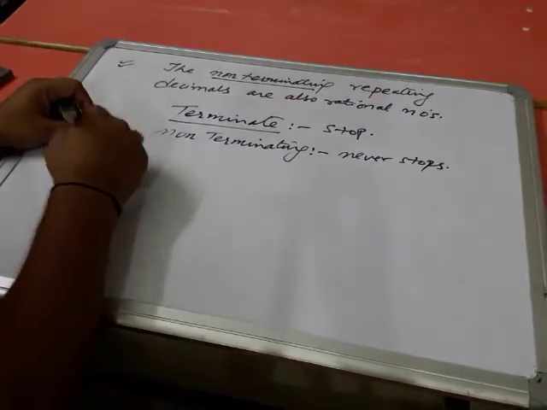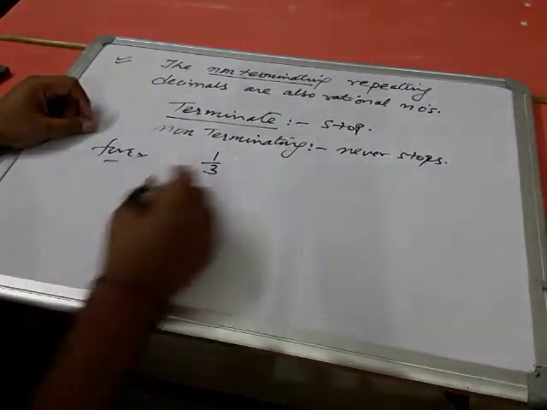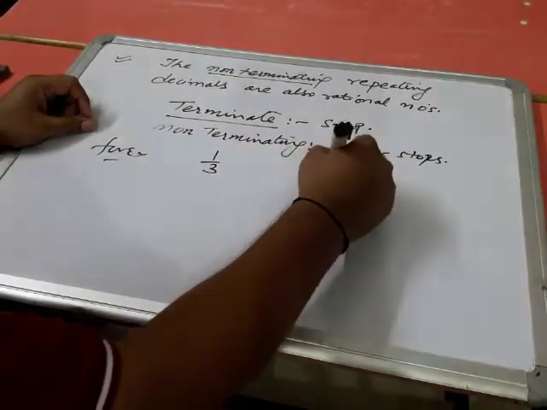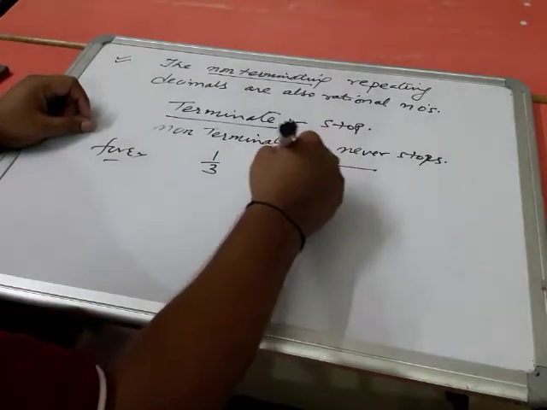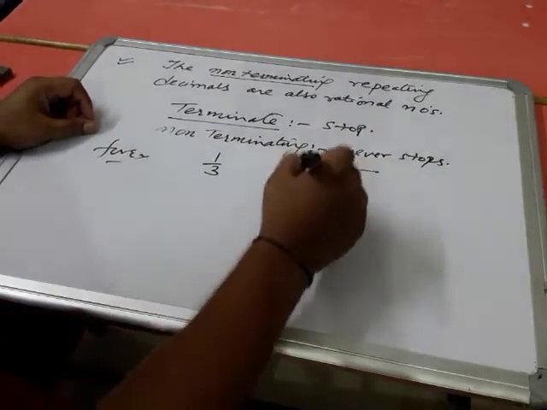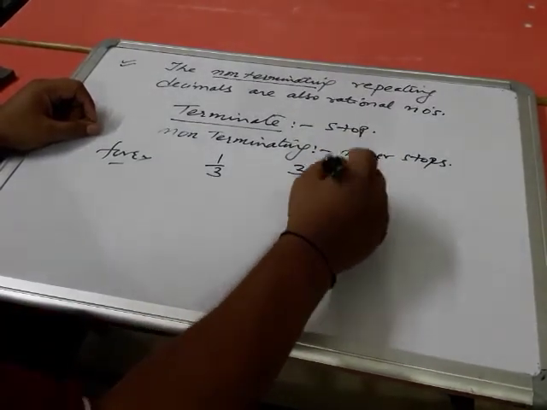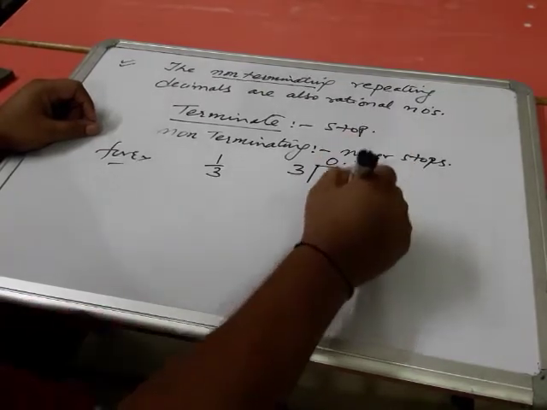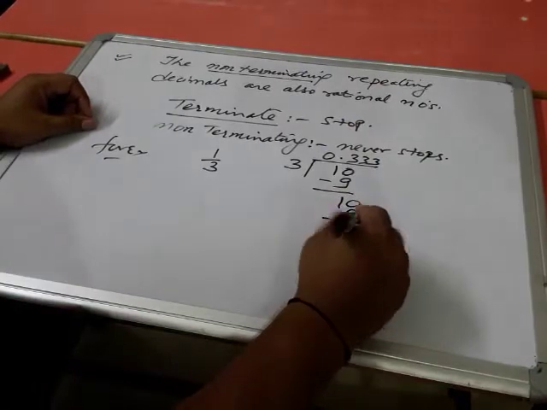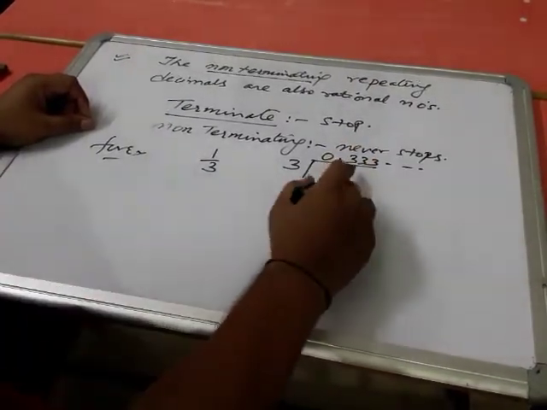For example, if we take 1 upon 3, we can express this fraction in the form of decimals. Suppose here 1 and 3. Now we divide 1 by 3. Suppose we take the decimal point. Here it becomes 10. 3 3s are 9. 1. And then again 0. 3 3s are 9. Then 1. And we observe that it never ends. It goes on. So this is non-terminating.